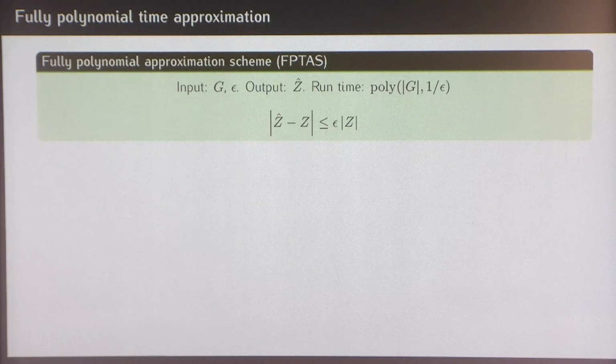And the kind of approximation that we would want for the partition function is what we call a fully polynomial time approximation. So given the graph and some accuracy parameter epsilon, we would want to output an approximation which is within a relative error epsilon of the actual value. And we would want to do this in runtime that is polynomial in the size of the graph and 1 over the accuracy parameter. One could ask for a stronger condition of being polynomial in log of the inverse of the accuracy parameter. But that essentially becomes exact computation, which is complexity theoretically hard for all the problems that I'm going to talk about.